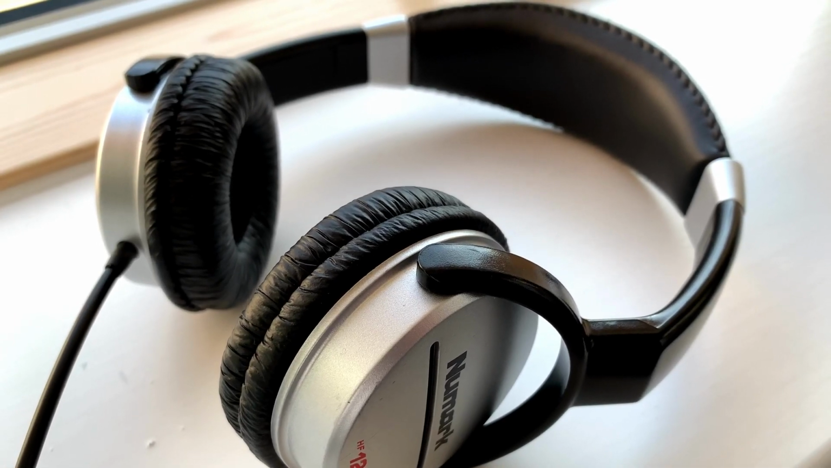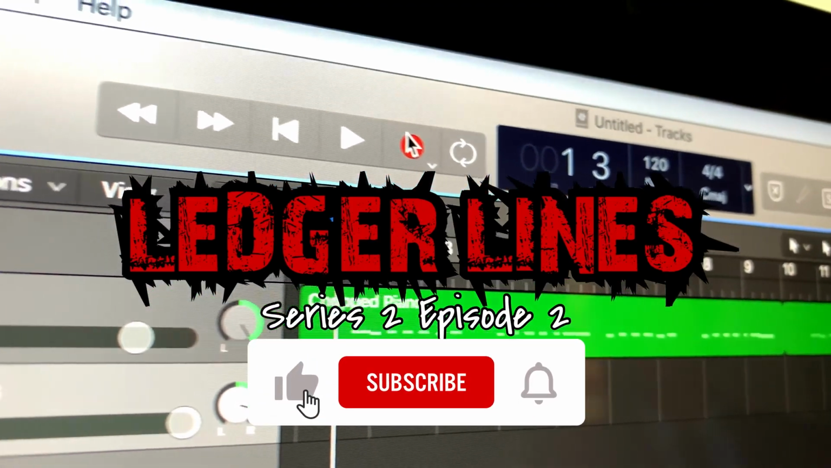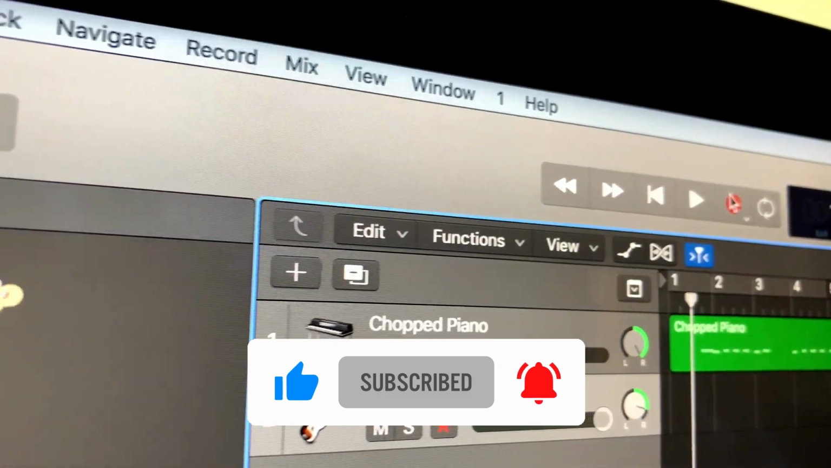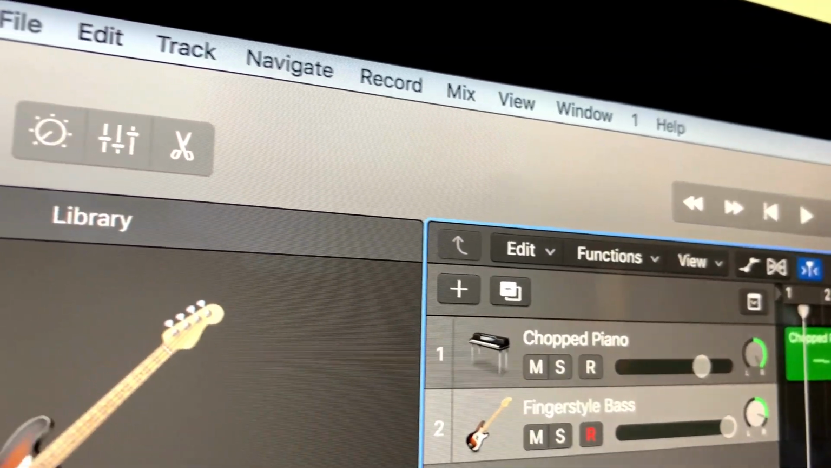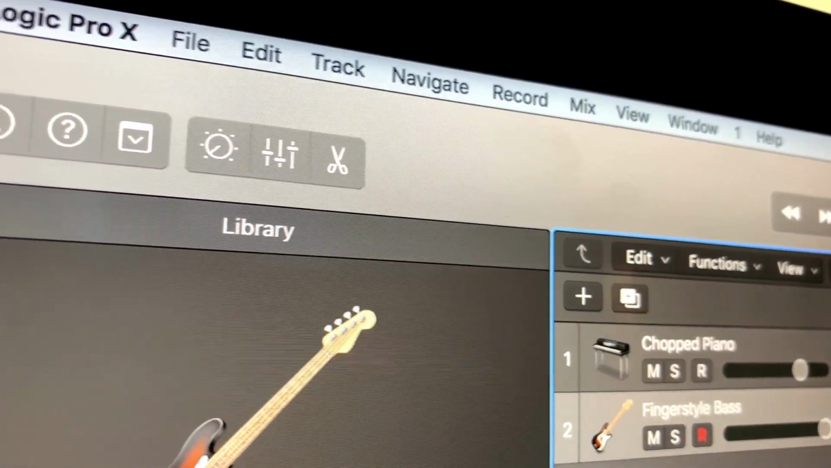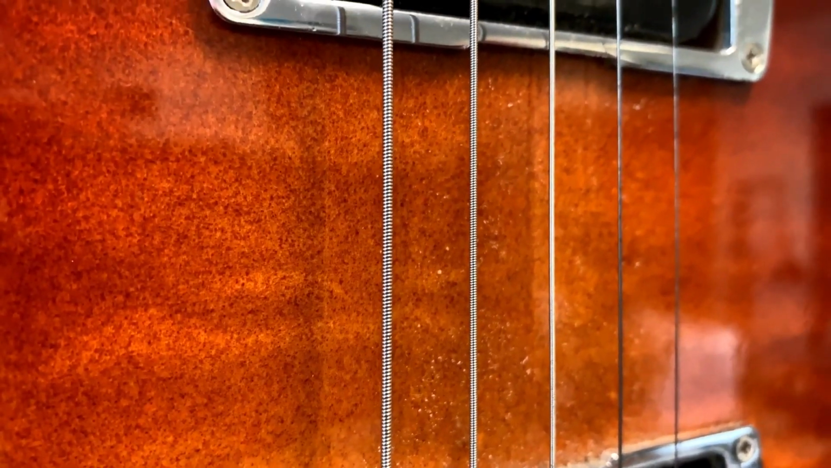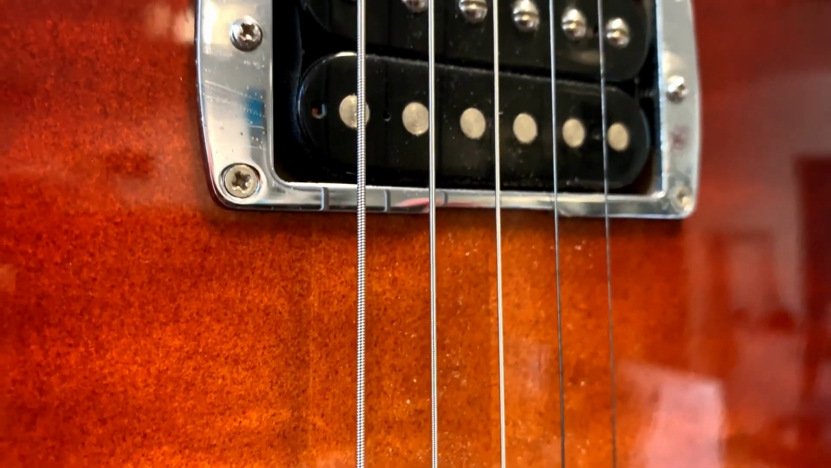In this video, we're going to look at ledger lines. A ledger line is an additional line or lines we write next to a note if we want to go outside of the 5-line stave. When using ledger lines, we have to remember that we alternate between a line and then a space.